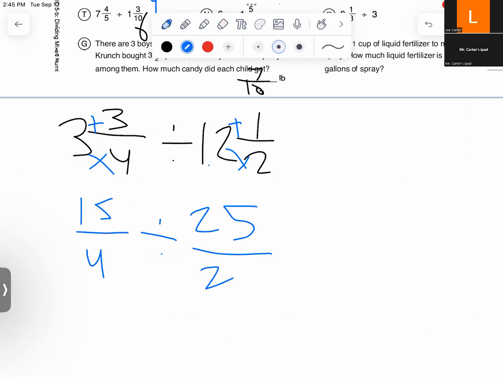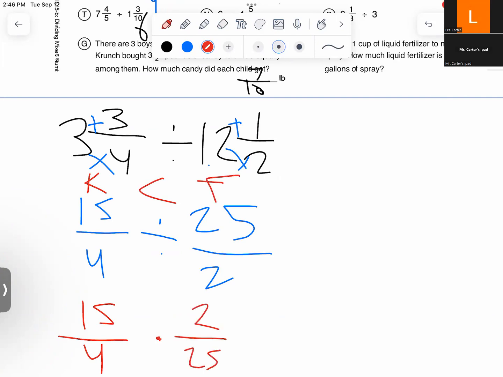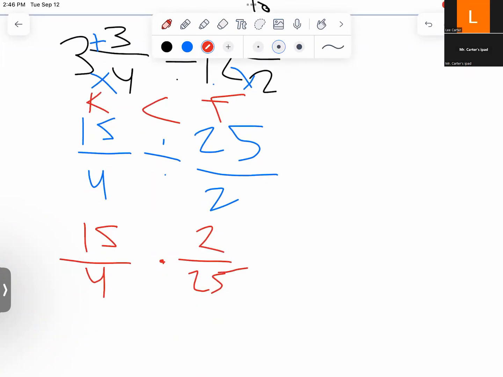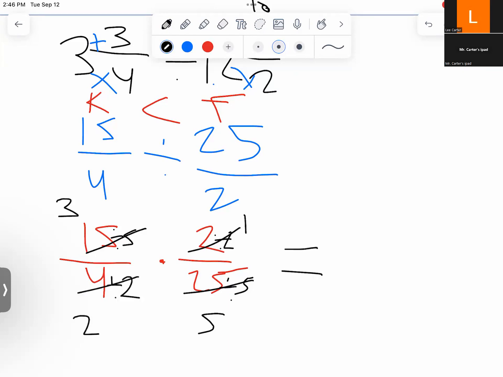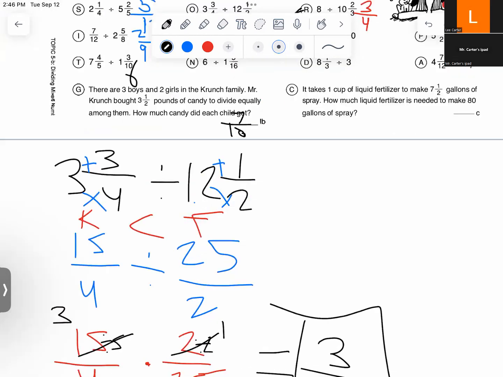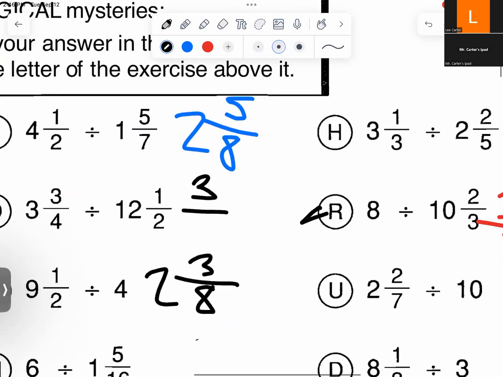All right, so we have to keep the 15/4, change division to multiplication, flip or find the reciprocal, 2 25ths. Notice how I'm being deliberate in showing those steps so I don't forget, right? So divide by 5 here, it is 3. Divide by 5 here, it's 5. Here we divide by 2 and get 1. Here we divide by 2 and get 2. Then we multiply across. 3 times 1 is 3. 2 times 5 is 10. So O is 3/10.